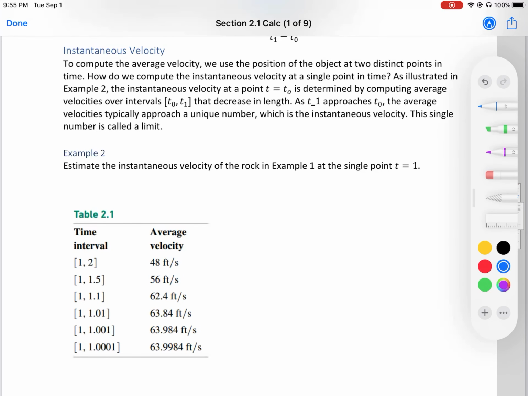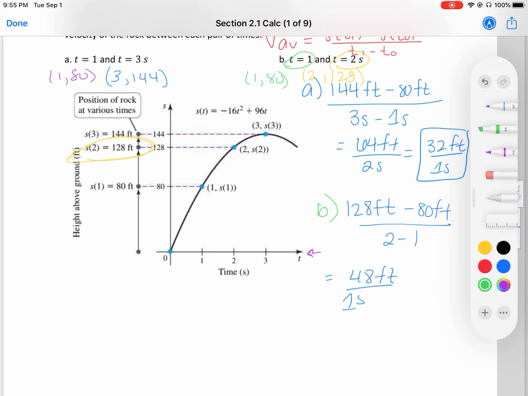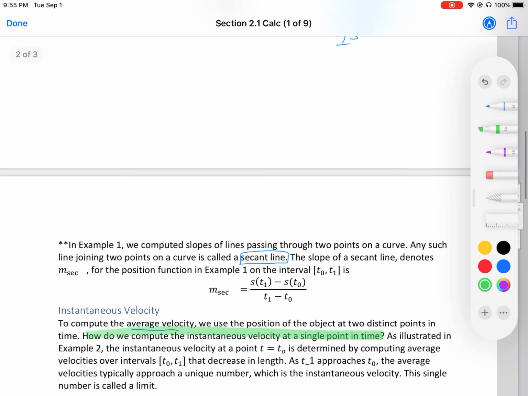Instantaneous velocity. To compute the average velocity, we use the position of an object at 2 distinct points in time. How do we compute the instantaneous velocity at a single point in time? Such a deep question, because above we saw there were 2 different points in time, right? It asked us to work between 1 and 3 and 1 and 2, but how about a single point?